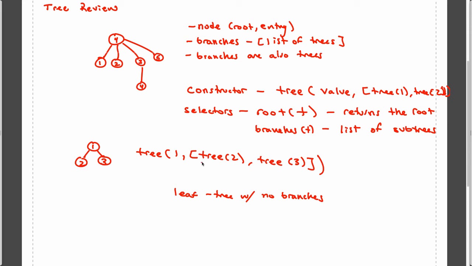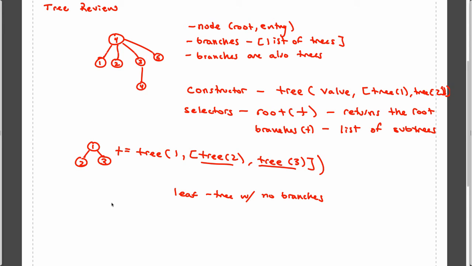But in any case, this is how we construct a leaf with a single value for our root 2. And here's how we construct another leaf. And you'll notice that our branches argument is taking a list of trees. Okay, so this is the single most important property of trees, that all of our branches are also defined to be trees. And you'll see this is really important when we start doing problems that involve recursion.